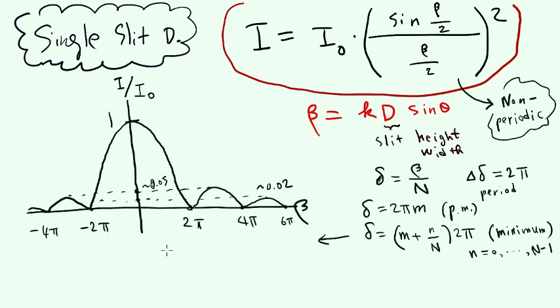So the minimum intensity condition is beta equals 2 pi times, let's see, 2 pi times n or m? Not sure. Let's use n. And n equals plus or minus 1, plus or minus 2, and so on. So that's the minimum condition.